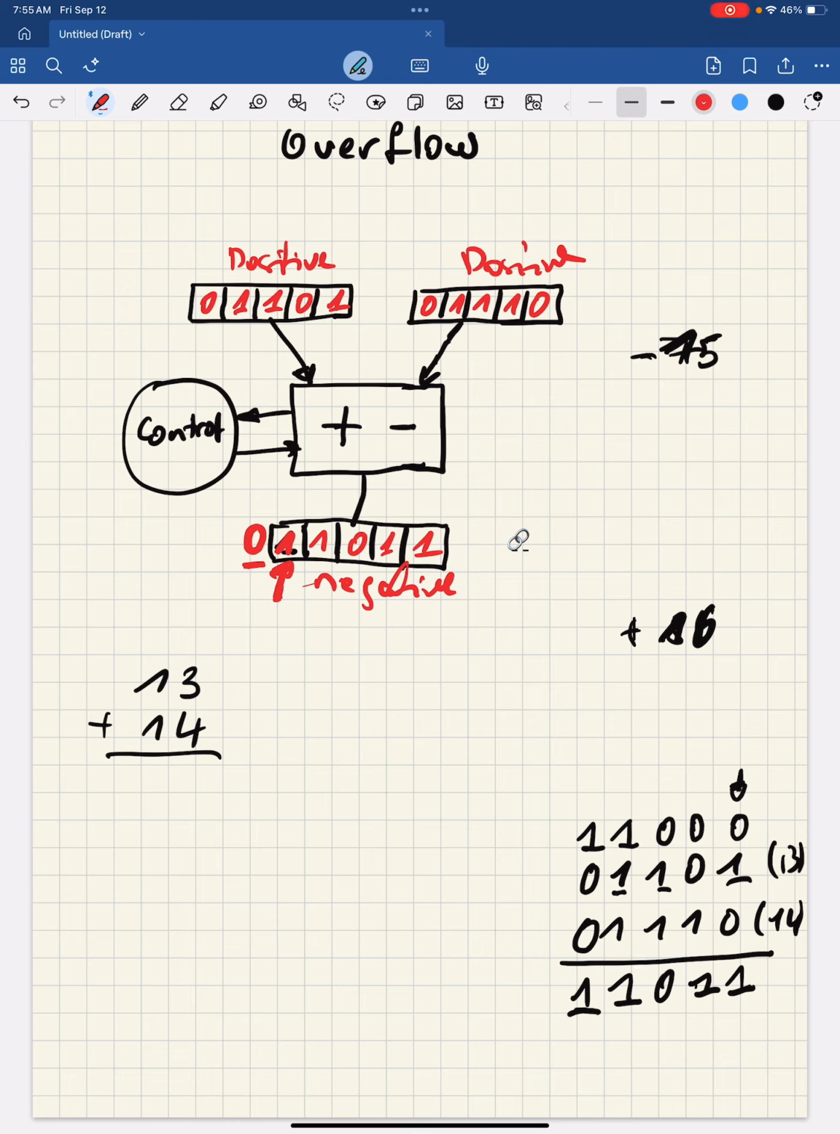And that makes sense because 13 plus 14 gives us the value here of 27. 27 is more than what we can capture in this set here. And therefore, we need 6 digits to capture the number 27 for the magnitude and then the sign of that number.